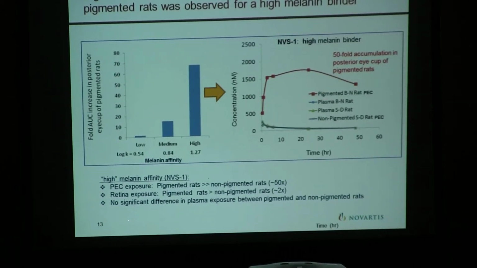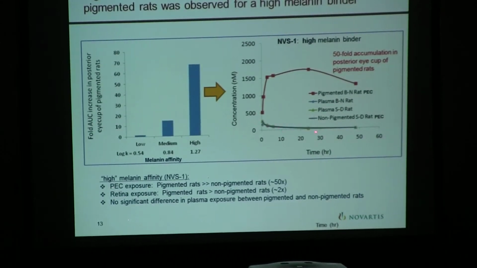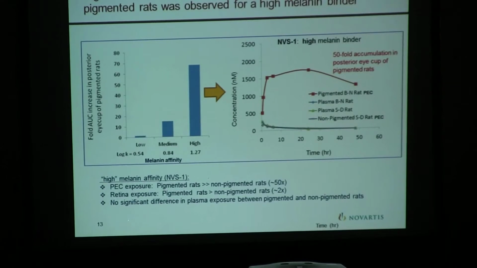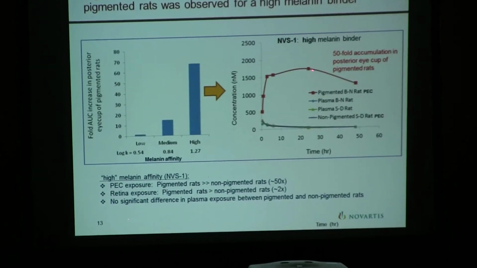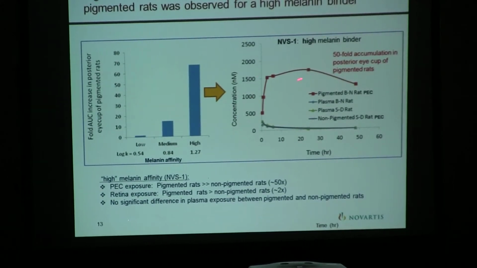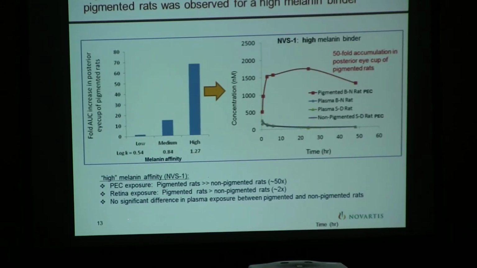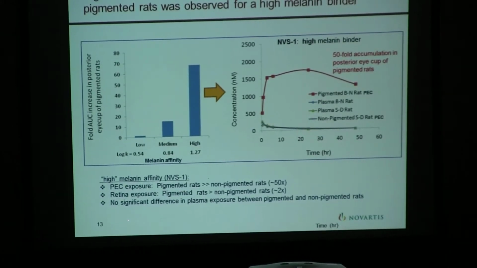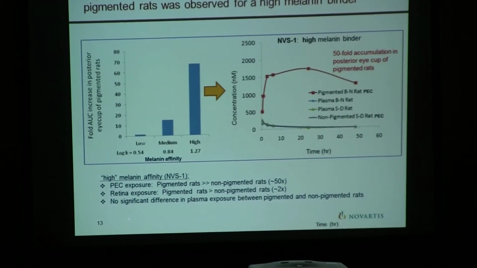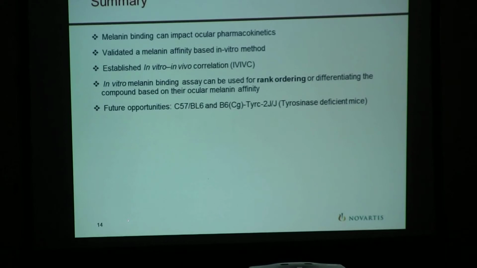And the curve on the right-hand side is only for the high melanin binder. This is the PK profile. The plasma is not significantly different between the two species, so the difference is not just because of plasma exposure. However, if you look at the posterior eye cup concentration, it is significantly higher in pigmented animals as compared to non-pigmented animals. So this gave us good confidence that we see a trend coming from the in vitro assays, and we could translate it into in vivo studies. So these were very promising results for validating the in vitro assays.